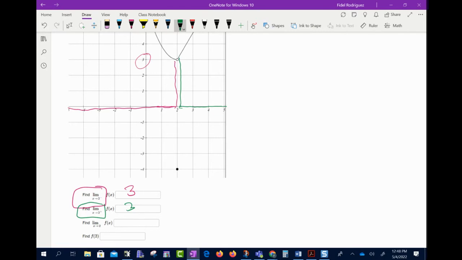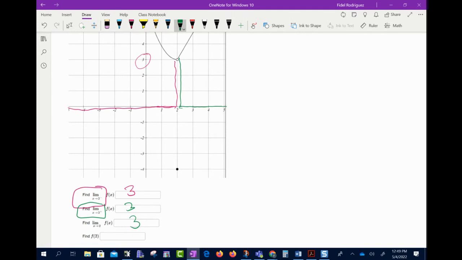So then, do we now know what the limit as x approaches 2 is? Remember, the limit as x approaches 2 is going to be whatever value you get from the left and whatever value you get from the right. And those two values need to be the same. If they're not, then we would say the limit doesn't exist. So in this case, the limit would be equal to 3, right?